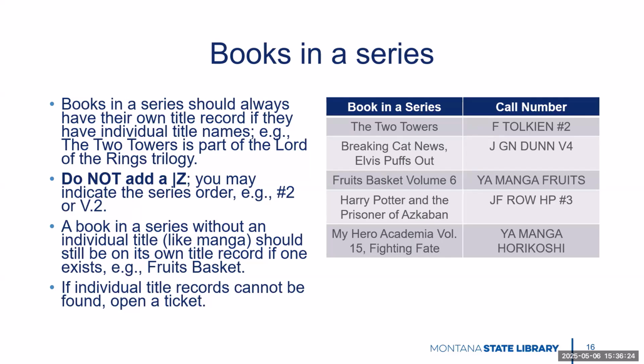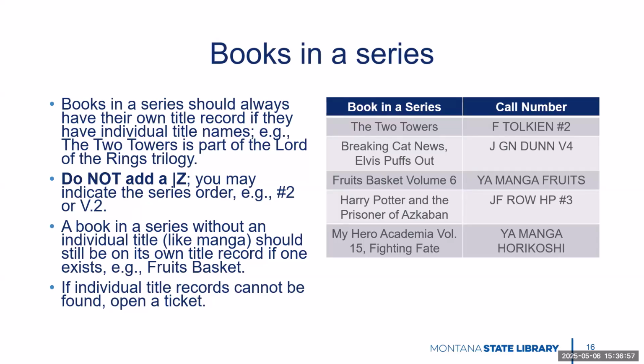And the title record, if you want to add the series number order, such as number 2 or number 3, in the call number, you may. This will not cause issues as long as there is no bar Z in the call number. But in the examples on the right with the Two Towers, you may put like fiction Tolkien number 2, just for ease of your patrons finding it in the call number.